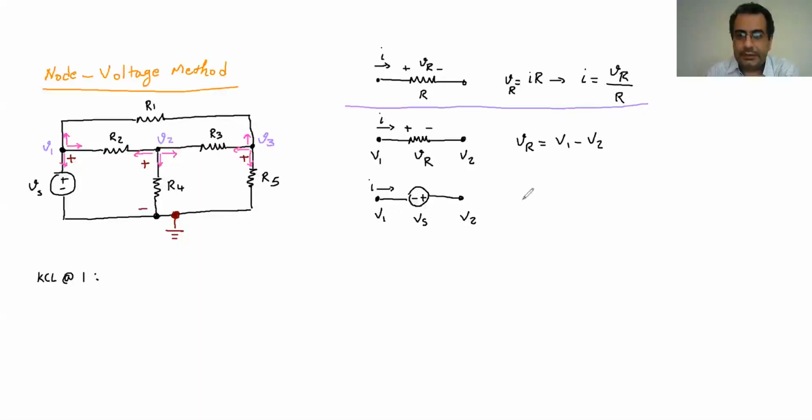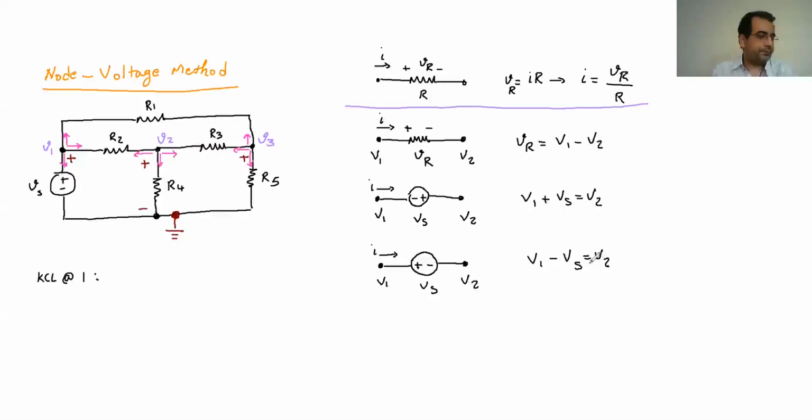Same here. Here V1 plus Vs is V2, and the third condition is that if we have a positive, negative, again we have V1, V2, and then there is an I going in this direction, and this is the Vs. V1 minus Vs is V2. So these are the three conditions we are going to have when we are dealing with this.